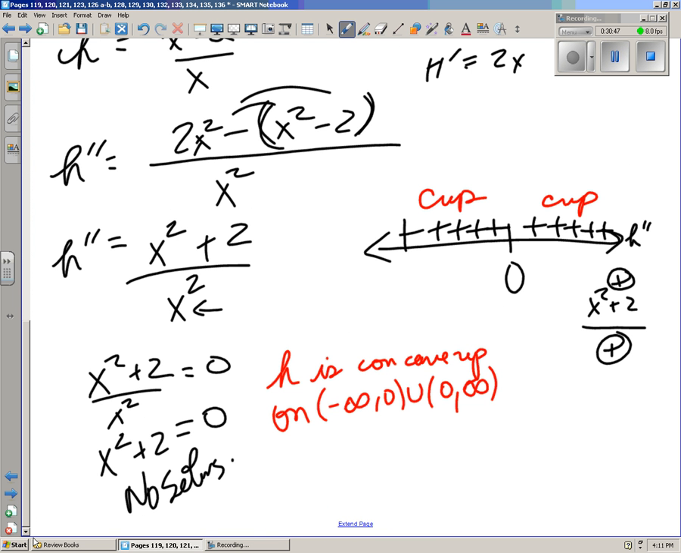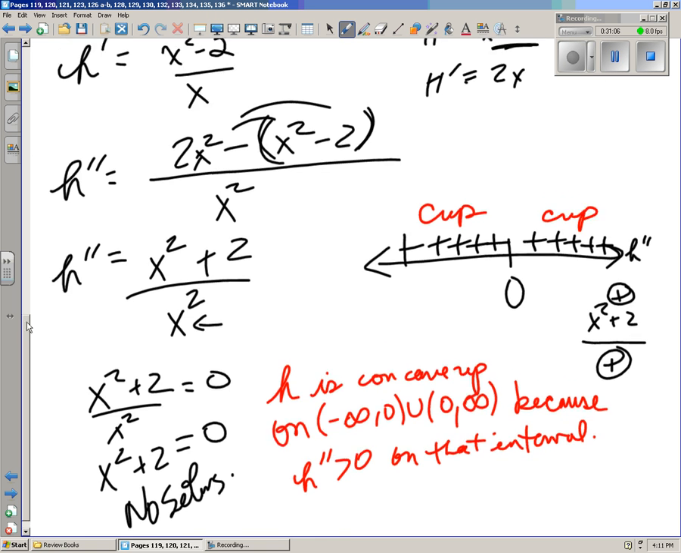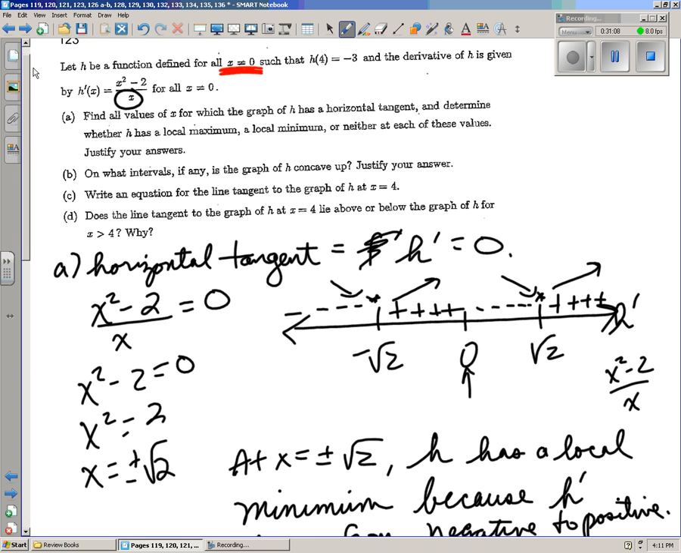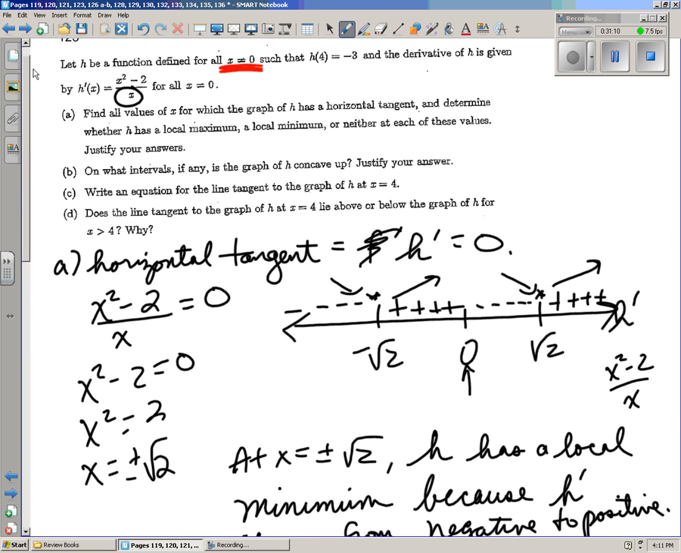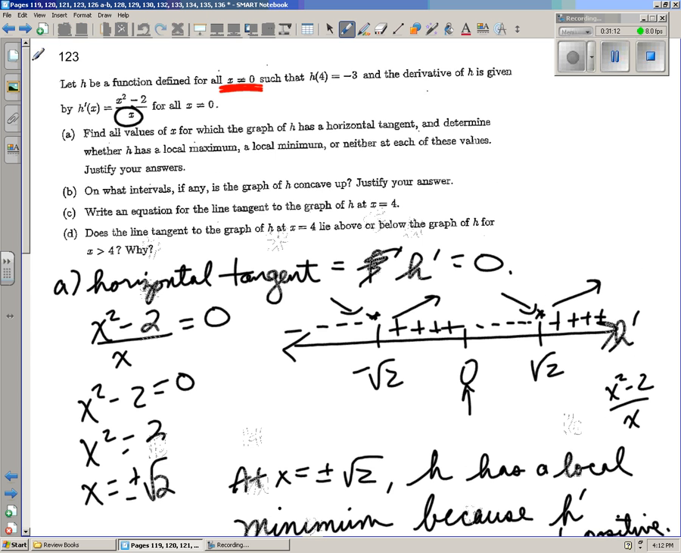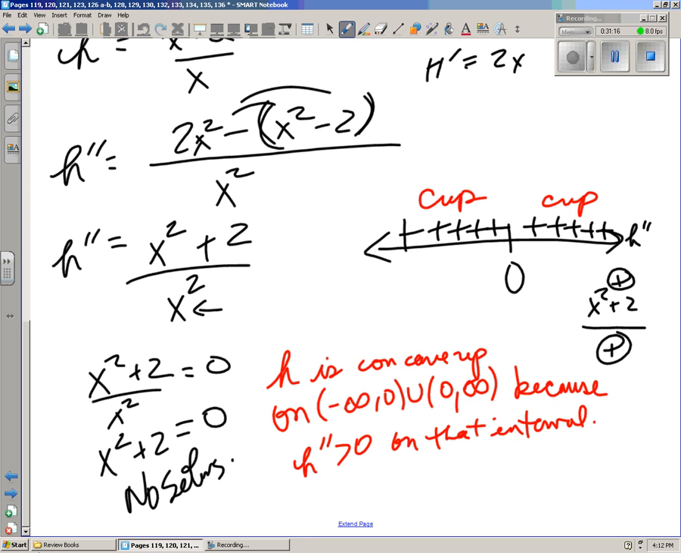That's a very technical point, but you do need to skip it because h double prime is positive on that interval, or on that set. All right, next question, part C. Write an equation for the tangent line of the graph of h at x equals 4. Let's keep in mind that h of 4 was negative 3. Part C is very easy.